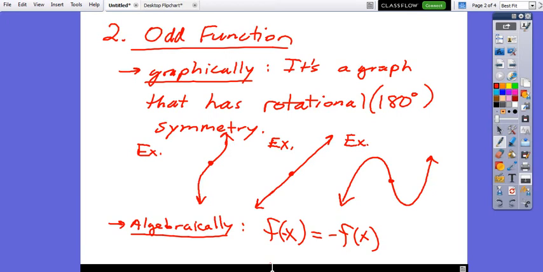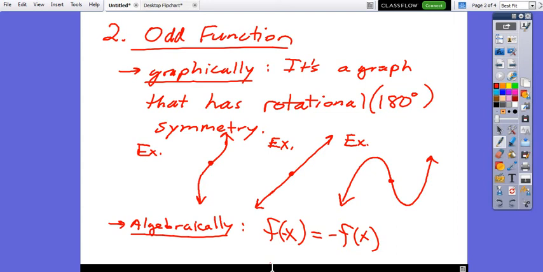Okay. Now, algebraically speaking, if I plug in a negative value, or let's just say negative x instead of x, I'm going to get the opposite of what I would have gotten if I just plugged in x. So in other words, if I plug in a negative 2, I'm going to get the negative version of what I would have gotten if I plugged in a positive 2. So I'm going to get the opposite of the original if I plug in the negative x. Now again, we're going to talk more about this in just a minute.